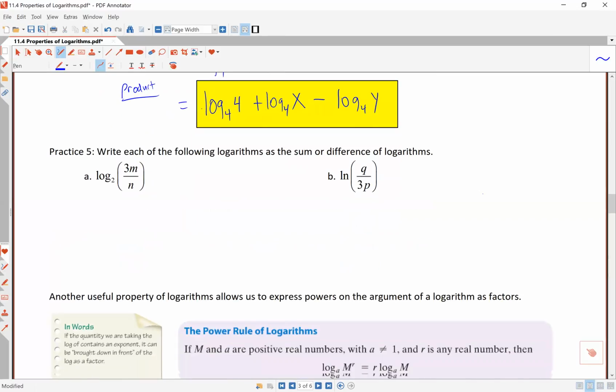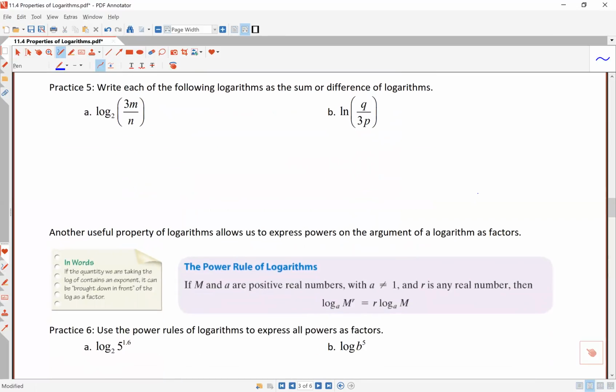Here are 2 practice problems for you to try. I encourage you to press pause on your video and work these out. Then come back when you're ready to see a solution. Now that you've had a chance to work these out, I'll work these out with you. We've got the log of a quotient, so that splits up as the difference of the 2 logs, placing the numerator in the first one and the denominator in the second one.